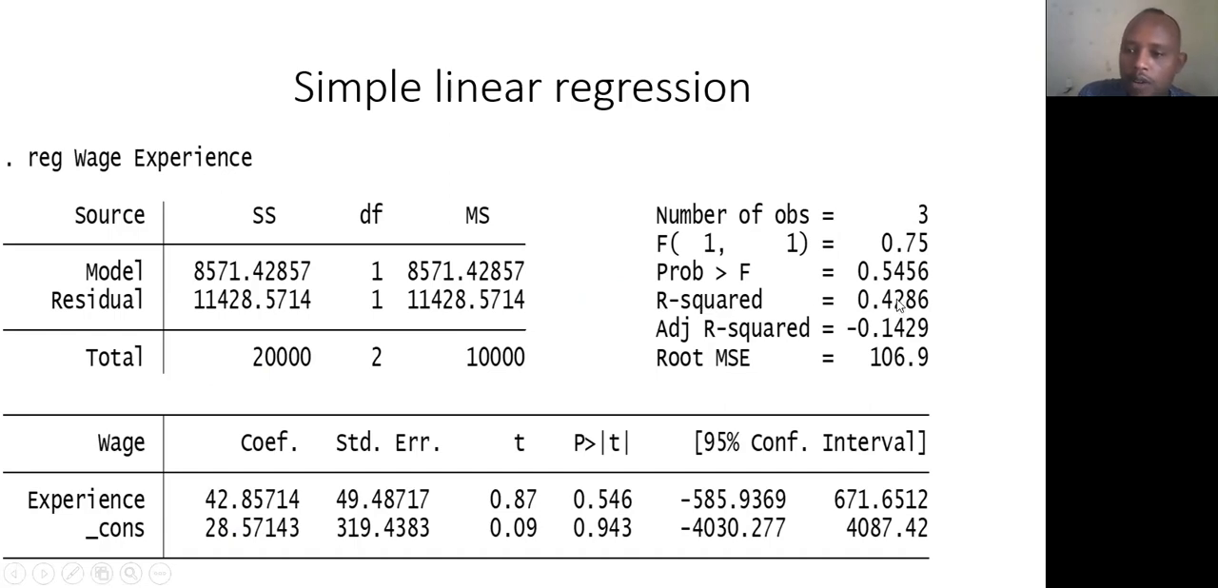R square is around 42%. 42% means simply, look at here. From the total variation in wage, how much did the model or experience contribute to this change? Only around this. More of the variation is explained by the residual or other variables. Therefore, when we divide this by this, it gives us around 42%.